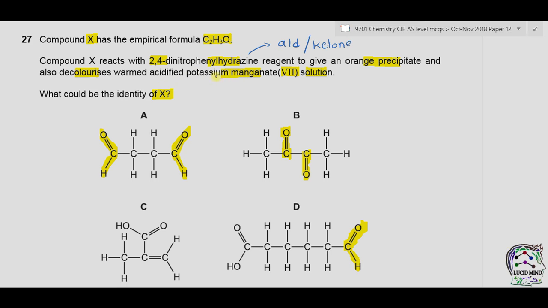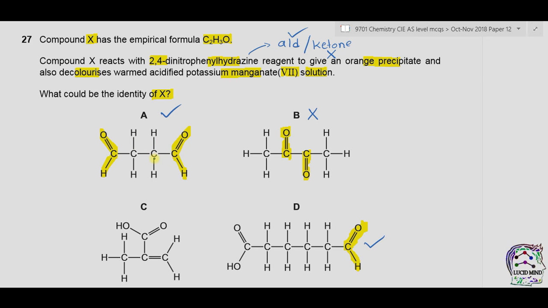Now the second thing is the decolorization of acidified potassium manganate. It means compound X can be oxidized further, as potassium manganate is an oxidizing agent. Now a ketone cannot be further oxidized, only an aldehyde can be further oxidized into a carboxylic acid. So A is an aldehyde on both sides, it will be oxidized to a carboxylic acid. In B we have a ketone, so it will not be oxidized further. In C we have an aldehyde, so it can be oxidized further to a carboxylic acid.